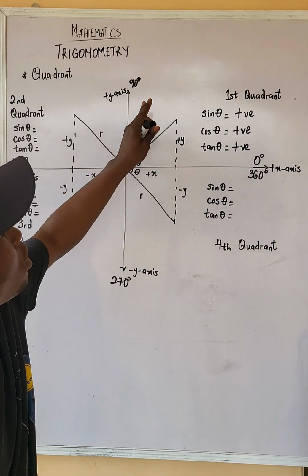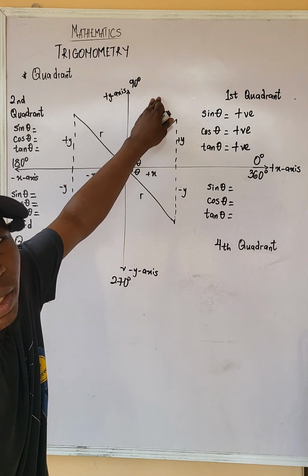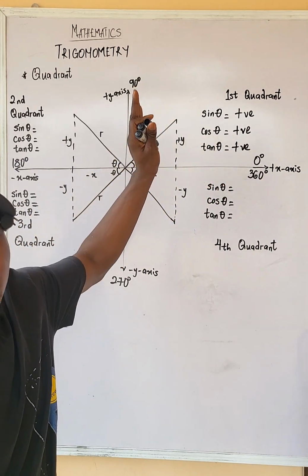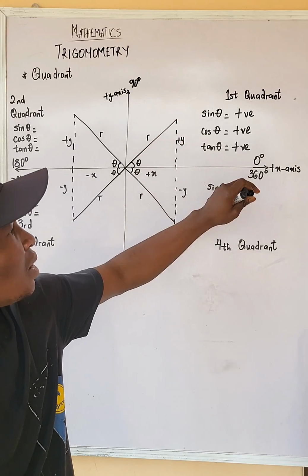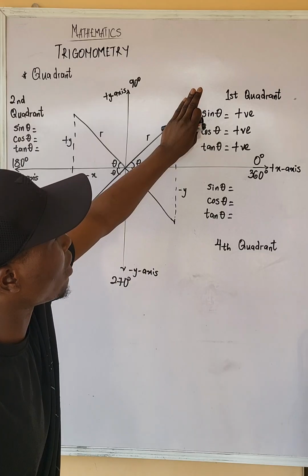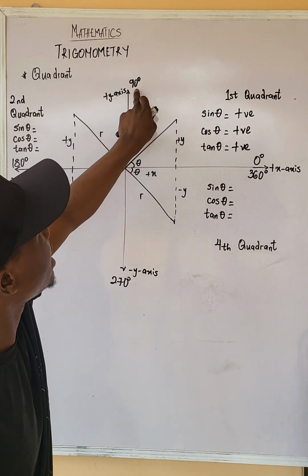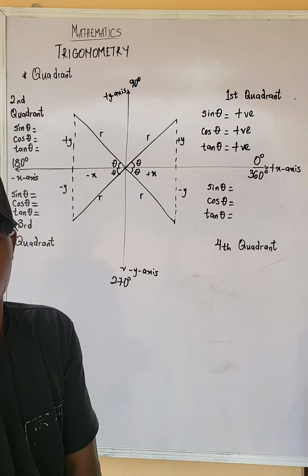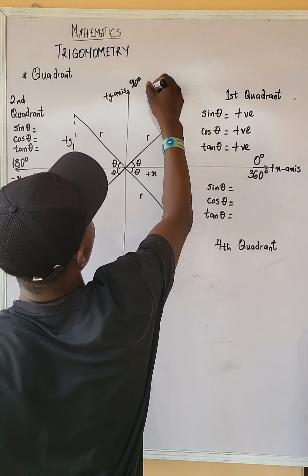Now, how do you know what falls in this quadrant? Anything that falls between 0 degree to 90 degree falls on the first quadrant. This sector here is our first quadrant. Here is 0 degree, here is 90 degree. So anything between 0 degree to 90 degree is your first quadrant.